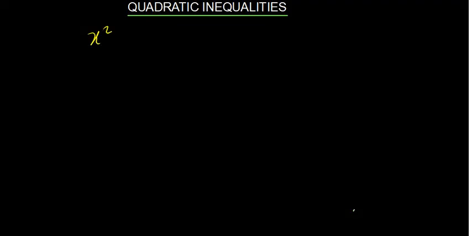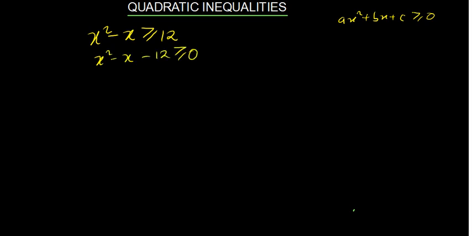So if we are saying x squared minus x is greater than or equal to 12, how do we solve such an inequality? The first thing is to arrange it in the form x squared plus bx plus c, and then we put our symbol there, with 0 on that side. So this is x squared minus x minus 12 is greater than or equal to 0. Now we need to find the critical points.